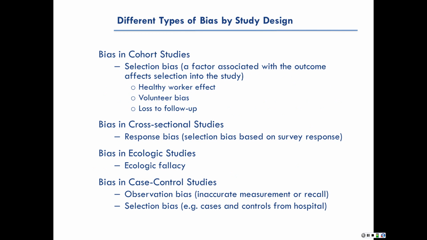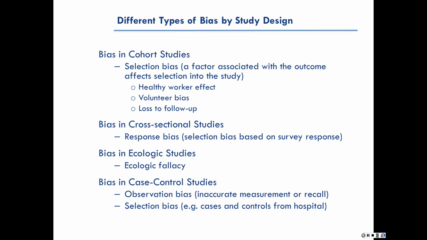And so I'm going to talk to you briefly about some different types of bias by study design. I previously discussed 4 different types of study design. And so cohort studies, which are typically the strongest type of observational study design. These, however, are also, like all the other study designs, susceptible to selection bias. And selection bias happens when a factor or variable that's associated with the outcome affects the selection of participants into the study. And so one type of bias here is referred to as the healthy worker effect.